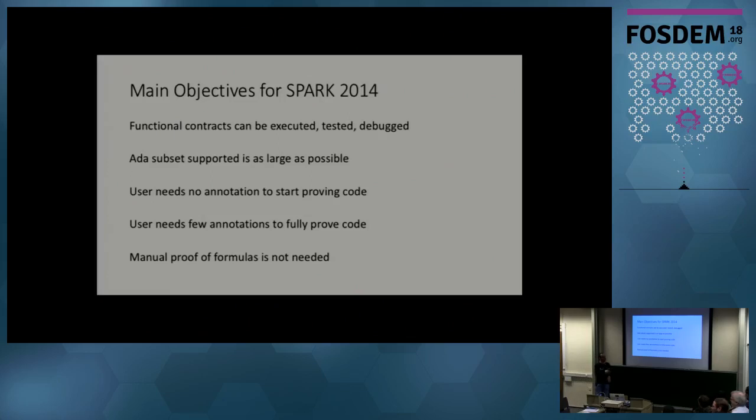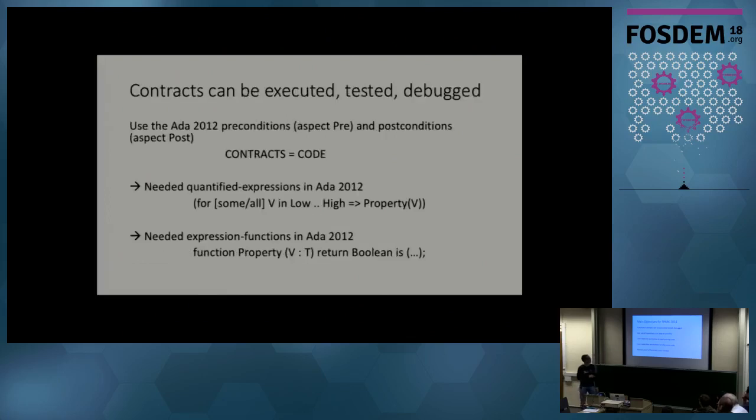The last one will also need a bit of background. Manual proof is something really hard that people usually don't want to do unless you're a proof geek. So we want manual proof to be not required. Looking at each one of these in more detail, we want contracts to be executed, tested, and debugged.